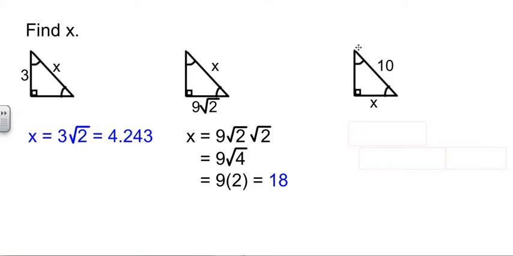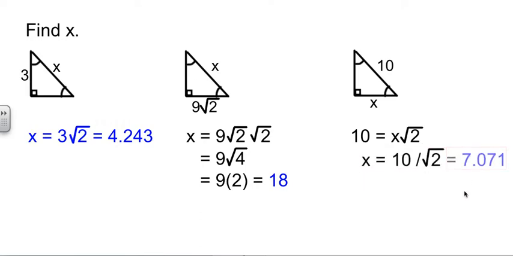Okay. Suppose we have to go the other way. They gave me the hypotenuse, and I have to go backward to find the leg. Well, the hypotenuse is the leg times the square root of 2. I would need to divide by the square root of 2, and when I punch that on my calculator, I find out that the leg is 7.071.